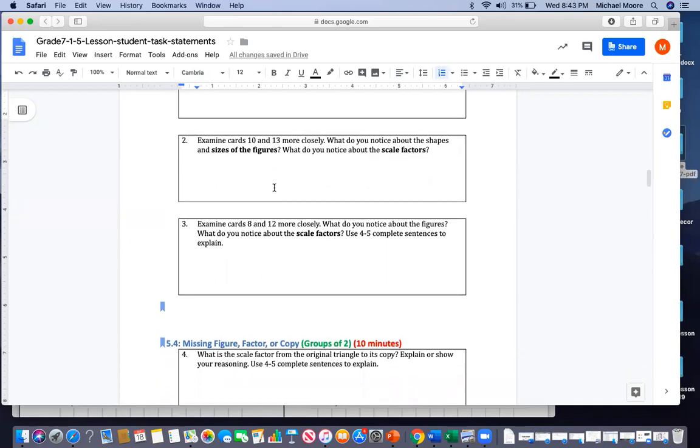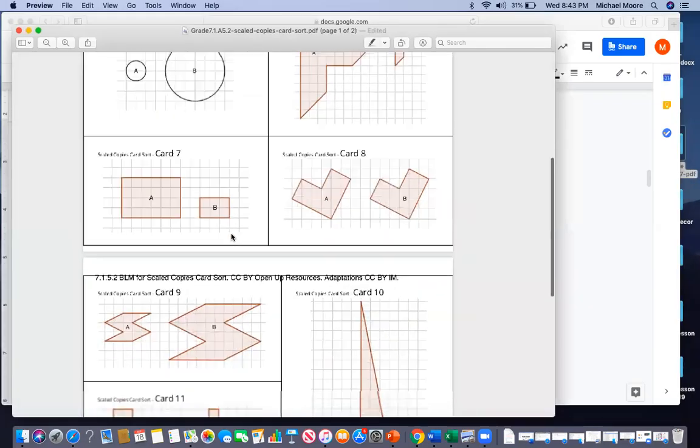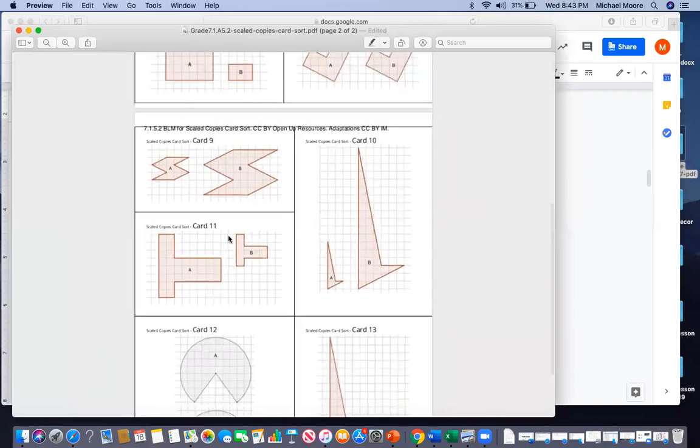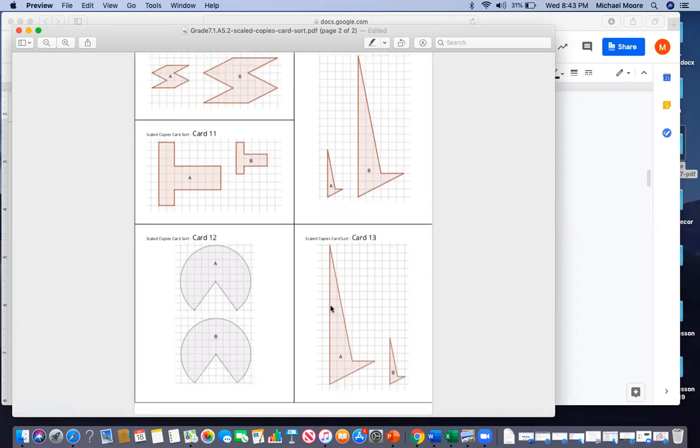Okay, so if you look at cards 10 and 13, you'll see that card 10 is increasing in size, so that scale factor is going to increase, and we said that scale factor was 3. And if you look at card 13, that figure is decreasing in size, so that's why that scale factor is a 3rd, the reciprocal.